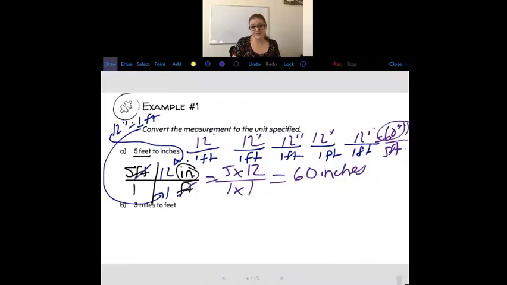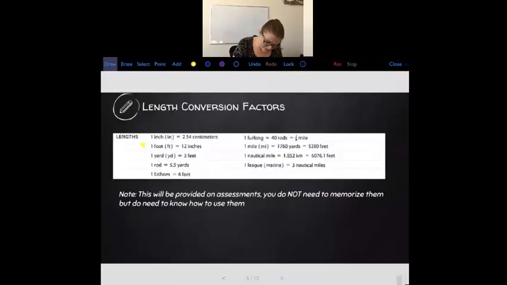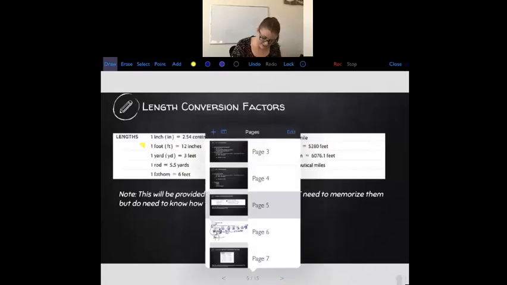3 miles to feet. You could draw a visual representation again, but I'm going to jump straight into dimensional analysis. We're starting with 3 miles, put it over 1, and we want to get to feet. We have a conversion factor that changes miles into feet: 1 mile is 5,280 feet.